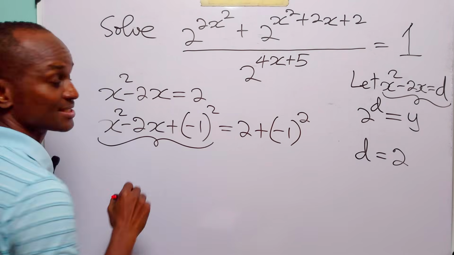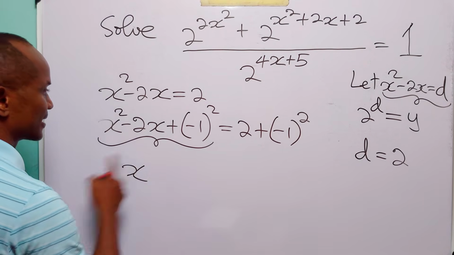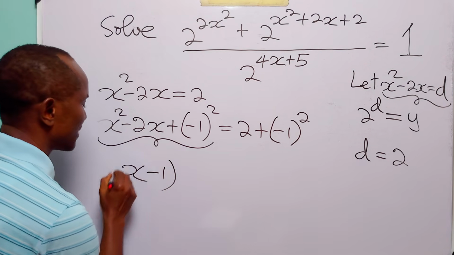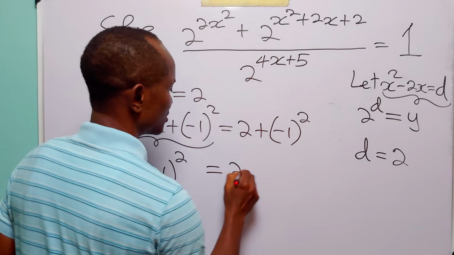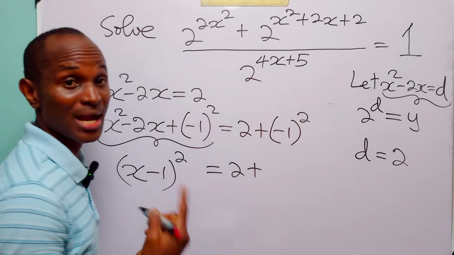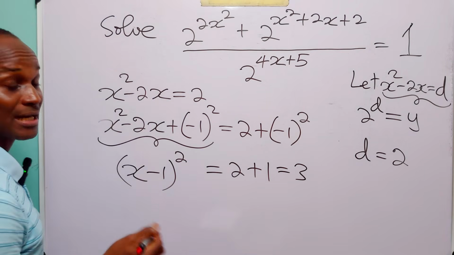Now, of course, you know that this is a perfect square. So we take x and we take minus 1 and we square. And this is equal to 2 plus minus 1 squared, which is equal to 2 plus 1, which of course is equal to 3.